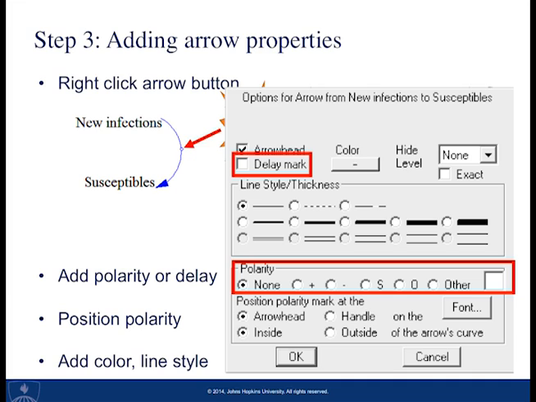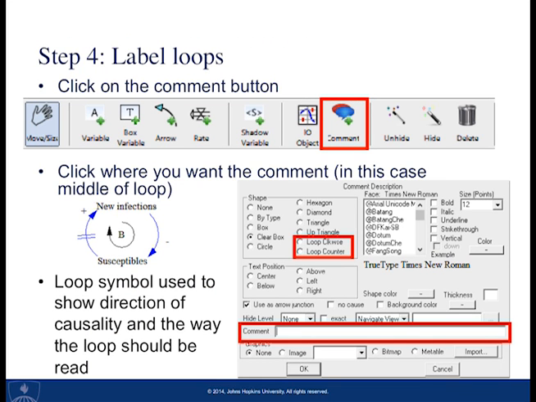Are there any questions? If not, I'm going to move on. So the fourth step, after you add variables, you add arrows, you add properties to your arrow, is to label the loops. Eventually, based on the information that you have handy, you're going to have some loops, and in order to label them, you have to click on the comment button. That's another button found on the toolbar. You click wherever you want this comment to be. In this case, I'm suggesting the middle of the loop.